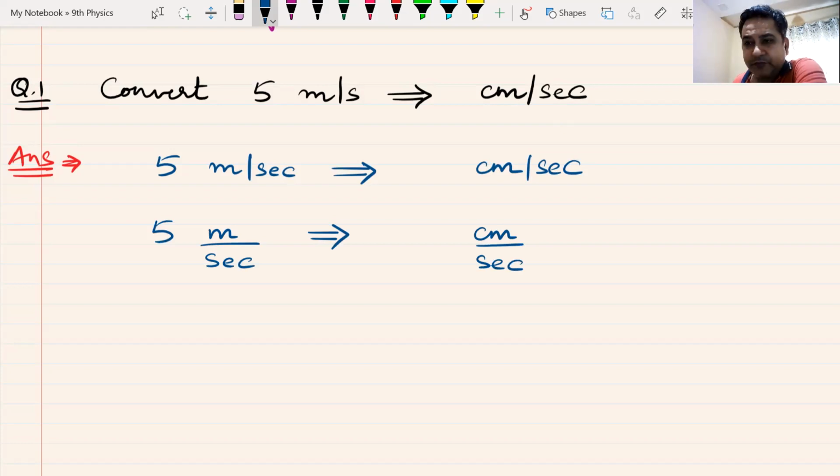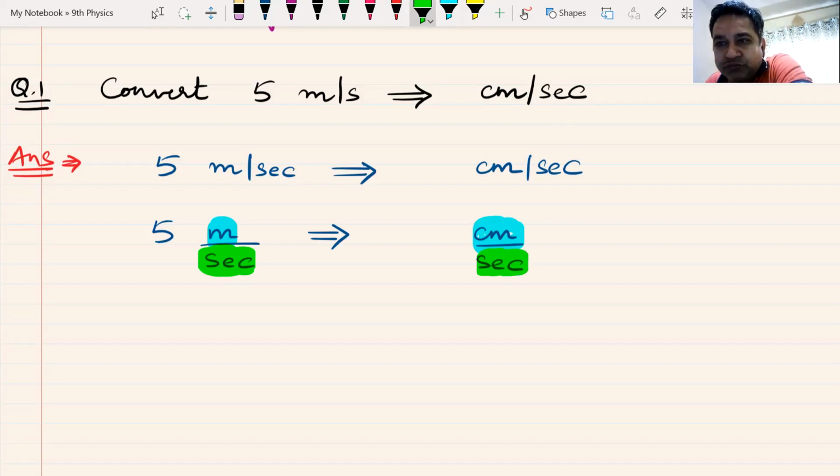So basically, what I need to do is convert meter into centimeter and second into second. Second into second is second only. And 5, I can't convert 5, so I will write 5. जैसे का जैसा, ऐसे को वैसा, वैसे को वैसा. 5 की जगह 5. And meter की जगह I have to convert it into centimeter.